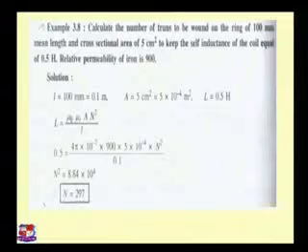Solution: here L is equal to 100 mm is equal to 0.1 meter, A is equal to 5 centimeter square. So we convert the 5 centimeter square into meter square. For this we have to multiply by 10 raised to minus 4. So area is equal to 5 into 10 raised to minus 4 meter square.